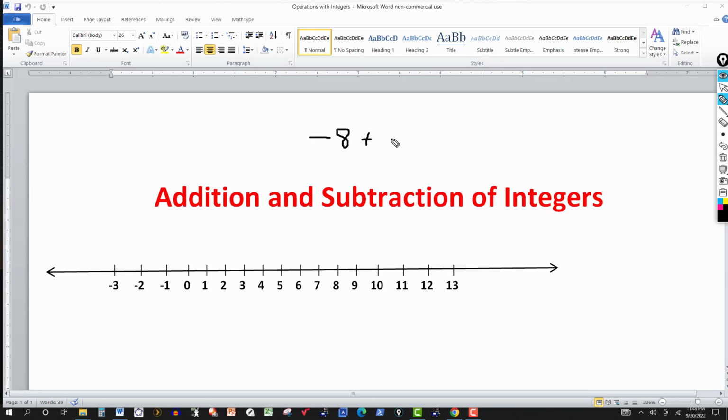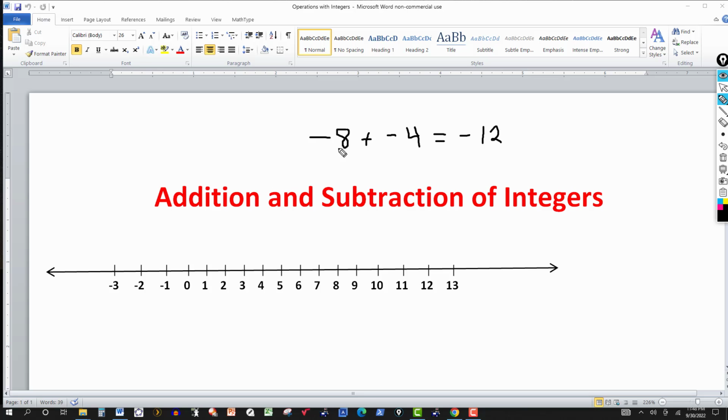So let's review some of these. -8, add -4. We're adding two numbers with the same sign, a negative and a negative. So bring down the sign. It's negative, okay? Bring it down. And add the numbers 8 and 4, 12.